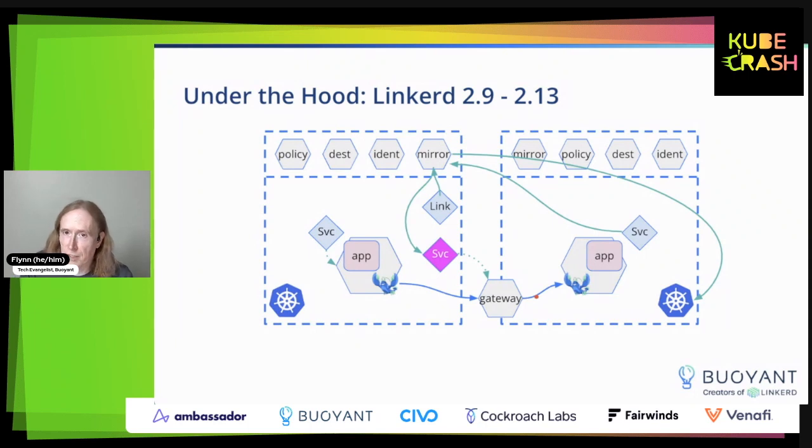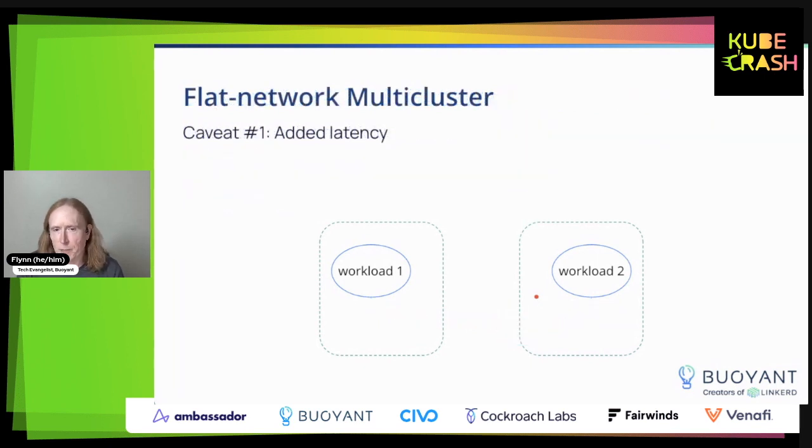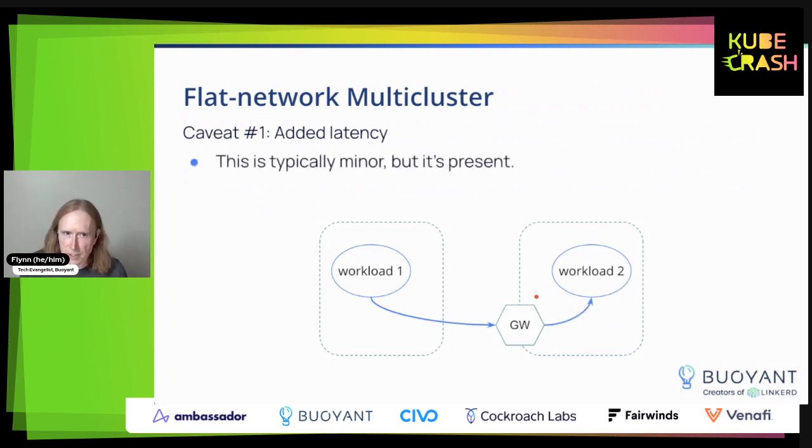This is the way it works from Linkerd 2.9 to Linkerd 2.13. This really works great as long as you have IP connectivity, in the sense that workload 1 has to be able to talk to the gateway in cluster 2, right? There are two caveats, though. The first one is there's a little bit of latency involved here because we make a connection from workload 1 to the gateway and then from the gateway to workload 2. It is not usually a lot of latency because Linkerd is fast, but there's some, and sometimes people want to get rid of that.